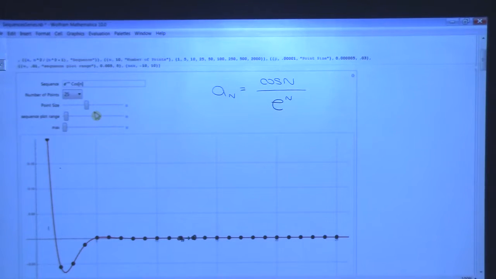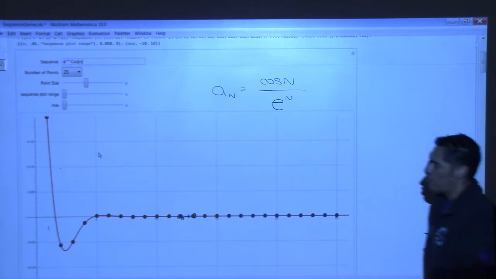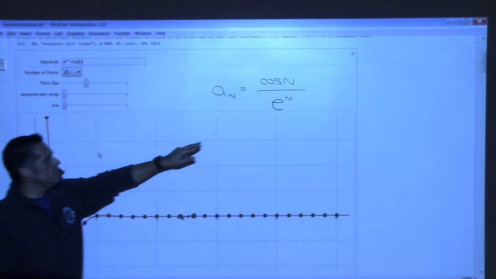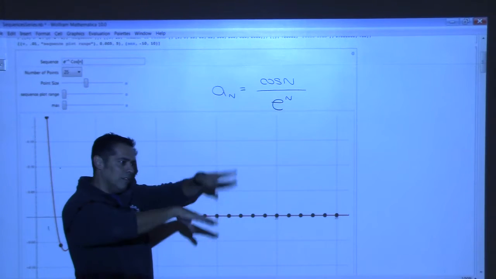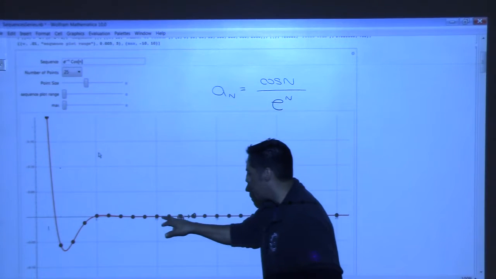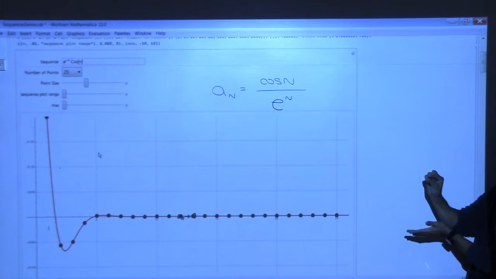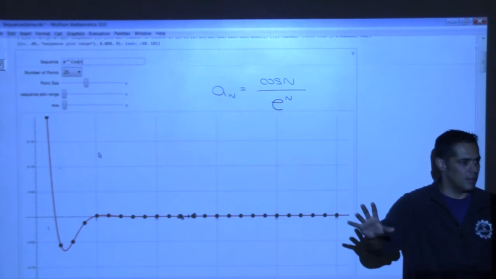So look what happened there. So what happened? It tries to be cosine, right? It tries to be cosine, but then the denominator, e to the n, starts getting huge really fast. And so as it tries to speckle, the denominator gets huge and makes all those numbers really small. So it's actually trying to fluctuate here, but it's getting smushed down because the numbers get smaller. So it looks like that sequence also converges to 0, doesn't it?